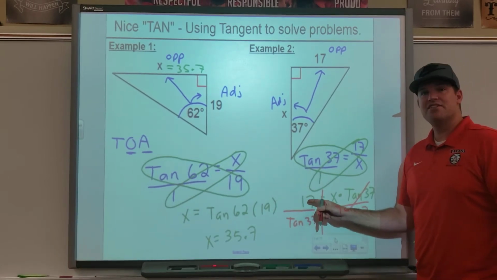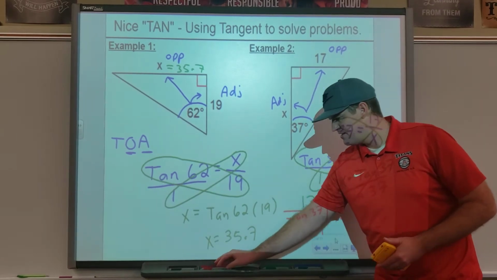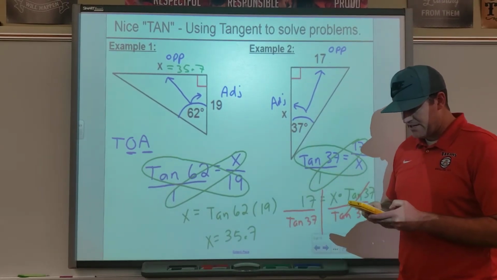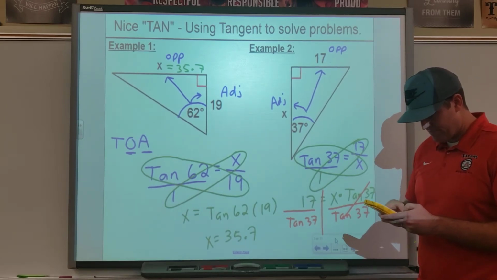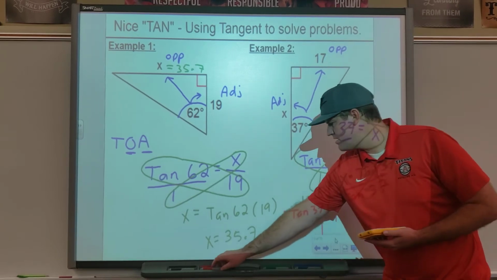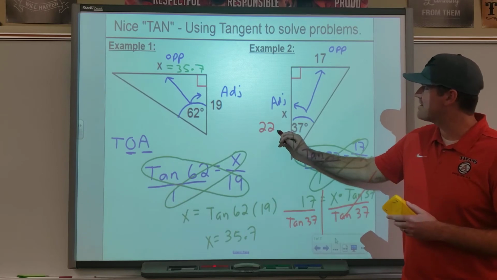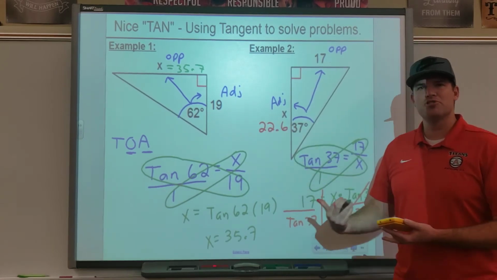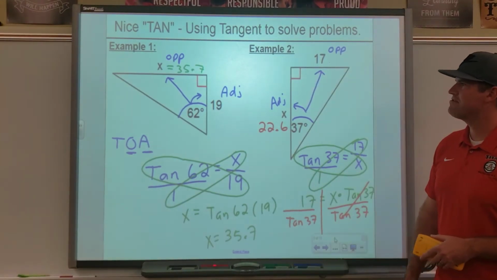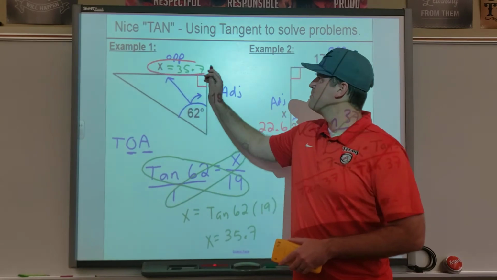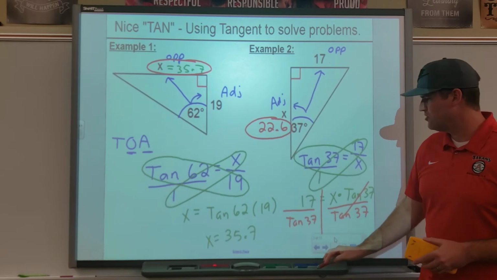And this is not 17 divided by 37, right? It's 17 divided by the tangent of 37. So in my calculator, I'm going to do 17 divided by, and then tan 37, which gives me that x equals 22.6. And I would encourage you to double check some of these to make sure that your calculator is set up in such a way that you are getting these same answers. So again, that first one, 35.7 units, all right, and then the second one, 22.6 units.